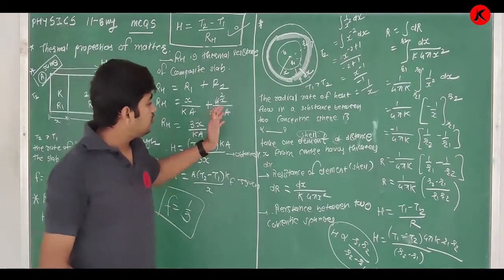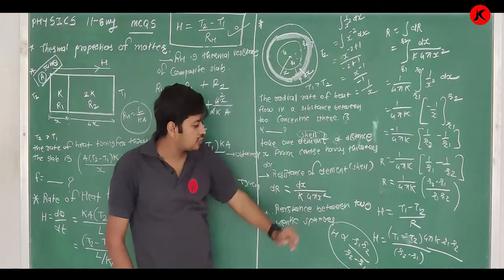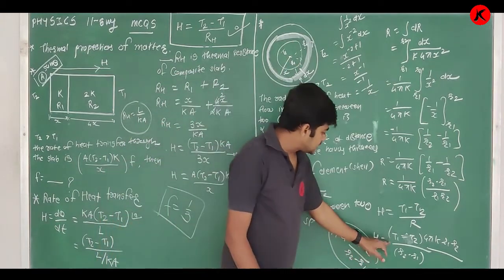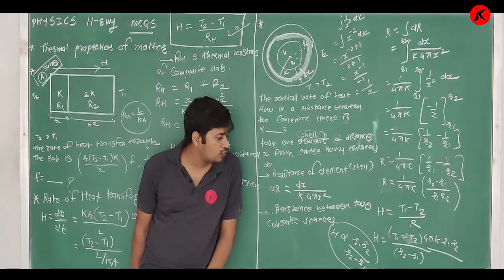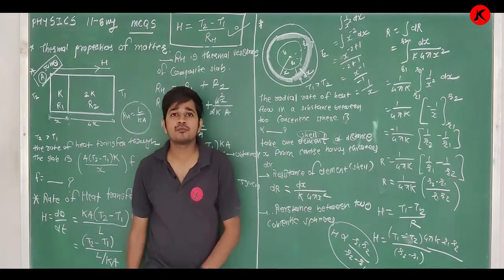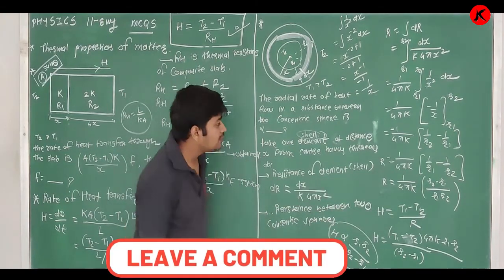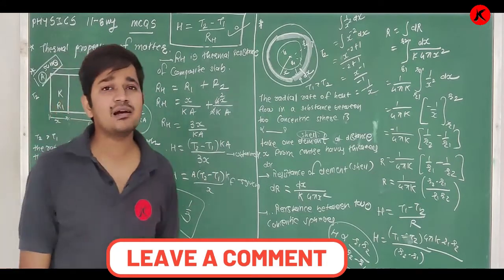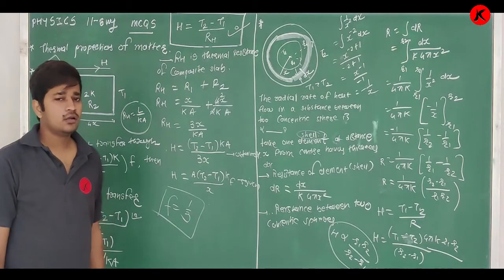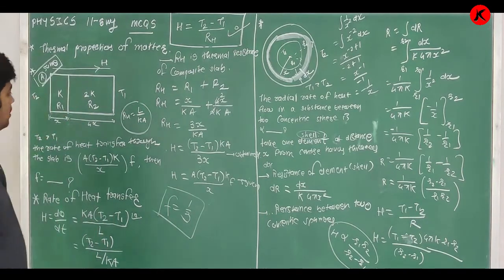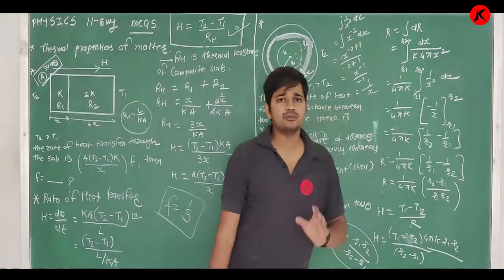Now for these concentric spheres, you have to remember this equation of heat flow, that H is equal to T1 minus T2 times 4 pi k R1 R2 upon R2 minus R1. Remember this equation. Yes, MCQs are possible from this. Clear? Okay, so I think 2 questions are enough. You have to remember this equation to solve MCQs.